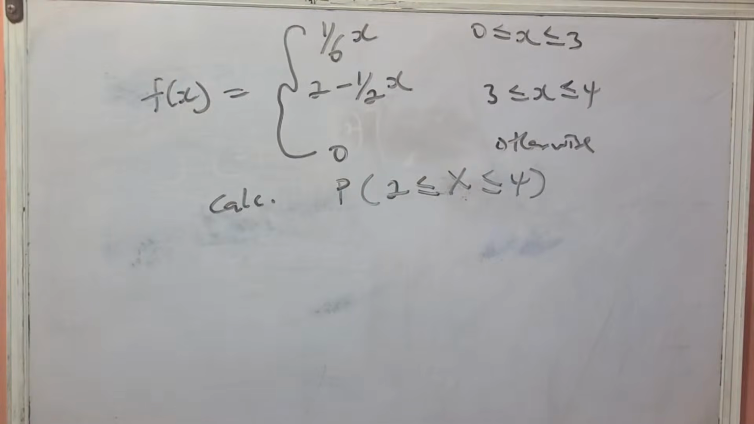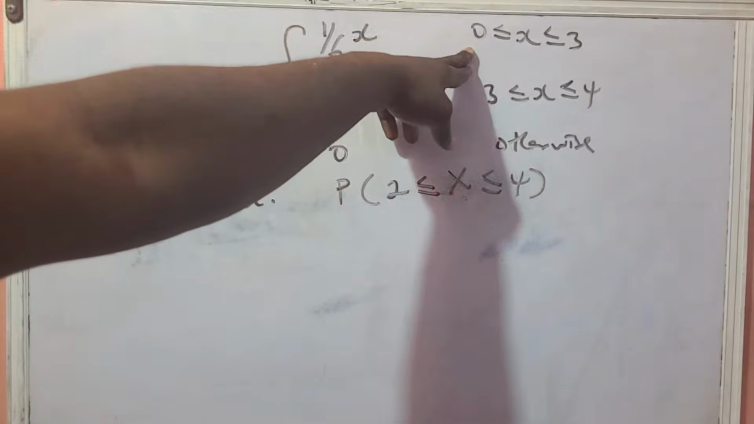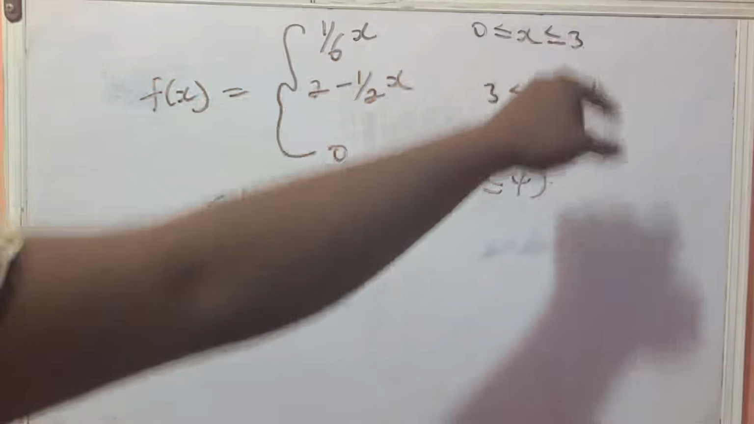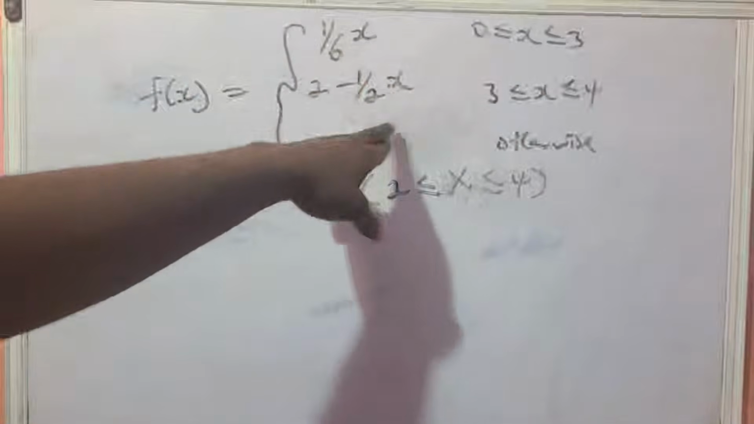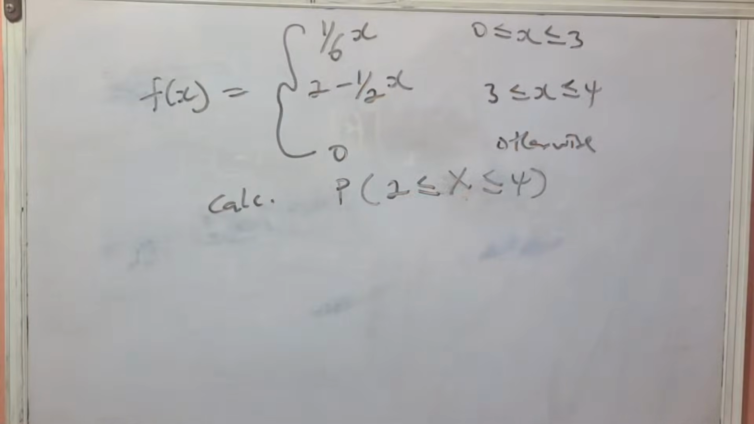So we have the function, we have 1 over 6x, the range is x being between 0 and 3. We have 2 minus 1 over 2x, this range being between 3 and 4. And we have 0 otherwise.